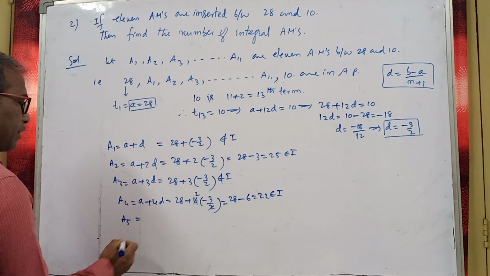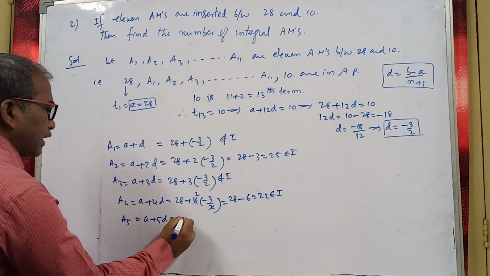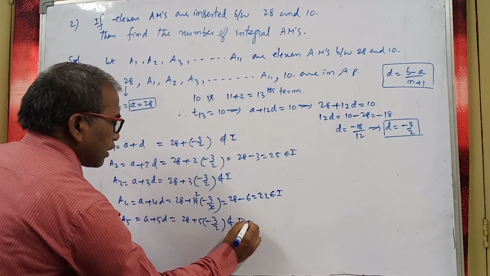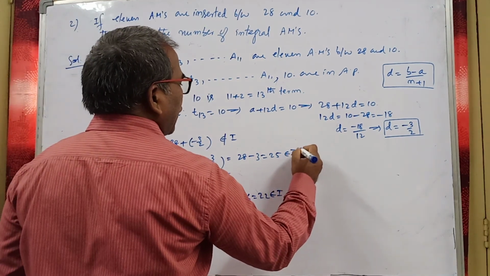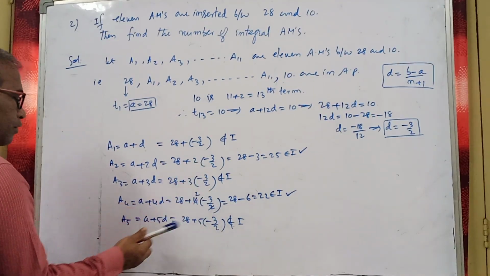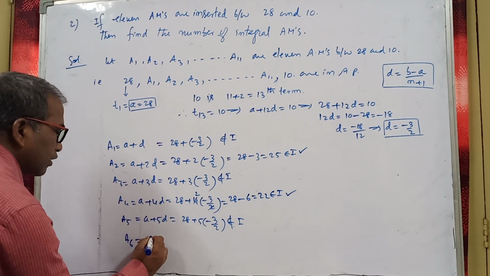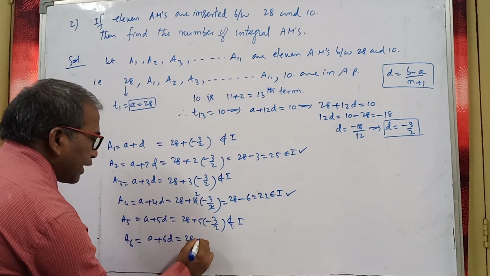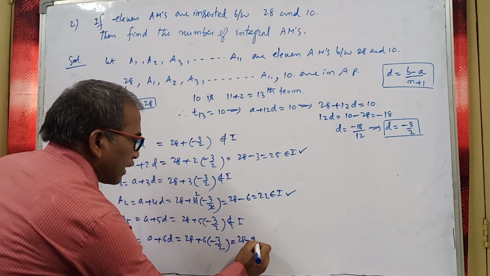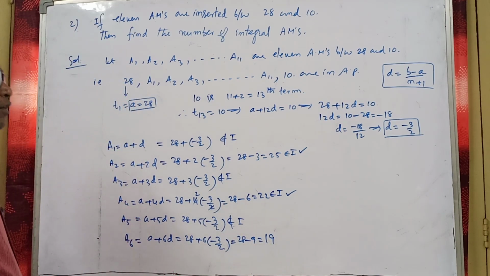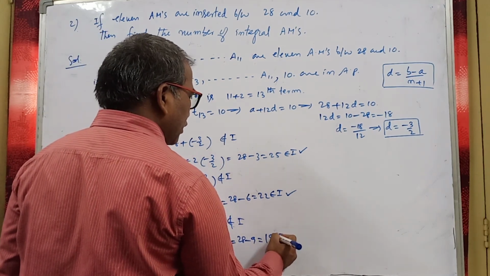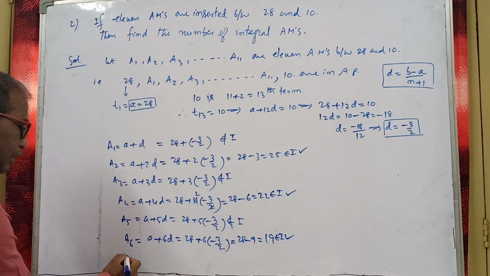So A5. A plus 5D. 28 plus 5 into minus 3 by 2. This does not belong to I. So this one you do not count. Alternatively you will get 1, 2. A6 you will get as A plus 6D. 28 plus 6 into minus 3 by 2. The 2 cancels 3 times. 28 minus 9. So 19. This belongs to I. Counted. So far we got 3.